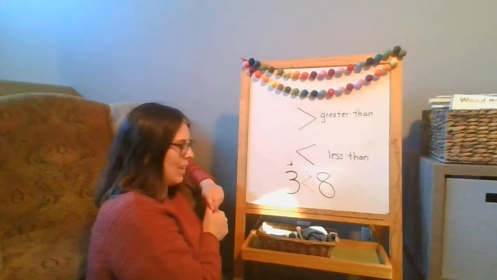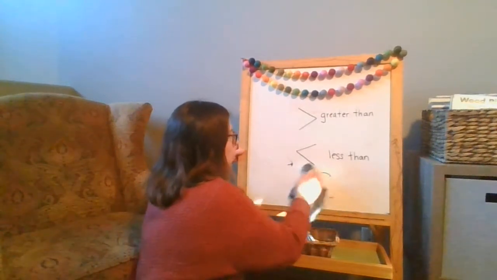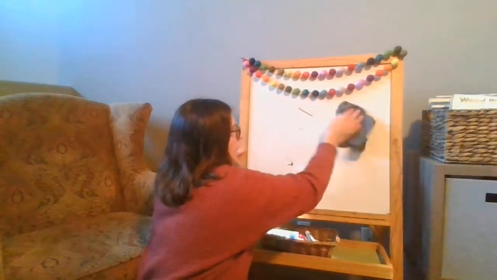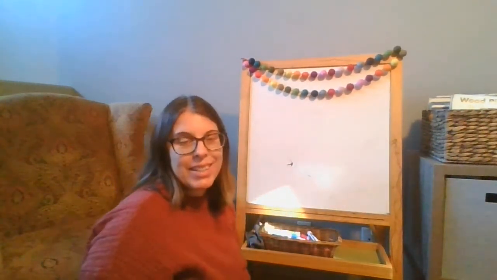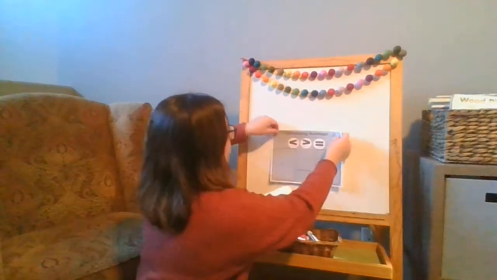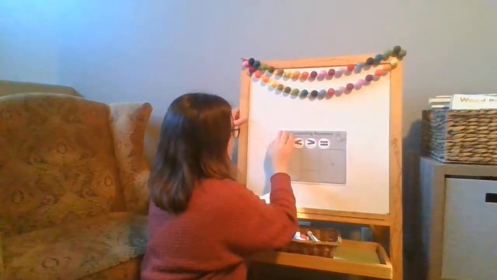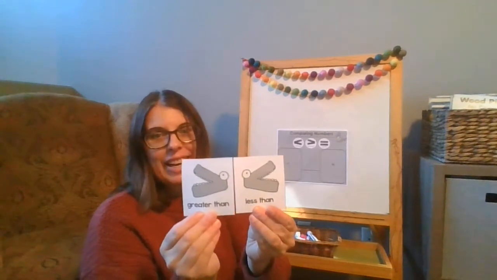So it makes sense. Now you're going to have a chance to practice this today. And I want you to remember always, does the alligator want to eat the bigger number or the smaller number? The bigger number. The alligator always wants to eat the bigger number. Okay, so you have a paper that looks like this. Okay, and you have some greater than and less than signs, and I still have one to show you, but these are your greater than and less than signs. Greater than, less than. See those alligators? Greater than, less than.